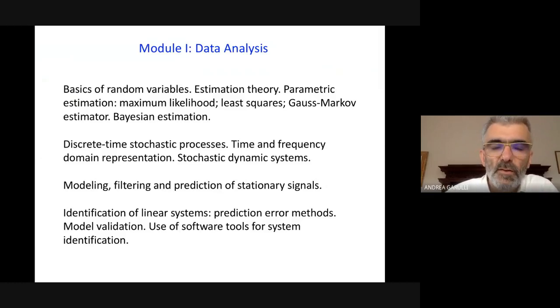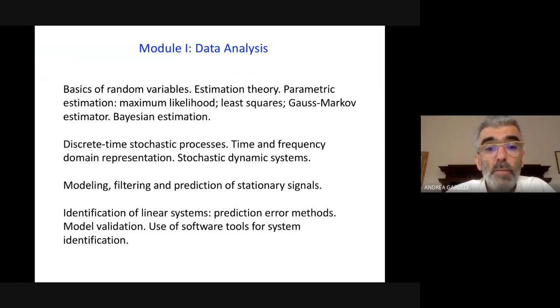We will start with basics of random variables. I'm sure that most of you are familiar with them. And we will deal with the theory of estimation, including maximum likelihood, Gauss-Markov, Bayesian, so several estimation techniques. We will consider discrete time stochastic processes because data is typically acquired in a discrete time fashion. And we will introduce the notion of stochastic dynamic systems, which is a machine that processes data in the form of stochastic processes. And we will deal with modeling, filtering, and prediction of stationary signals, what is sometimes called time series analysis in a general fashion, while in the second module it will be more specific to the financial area.